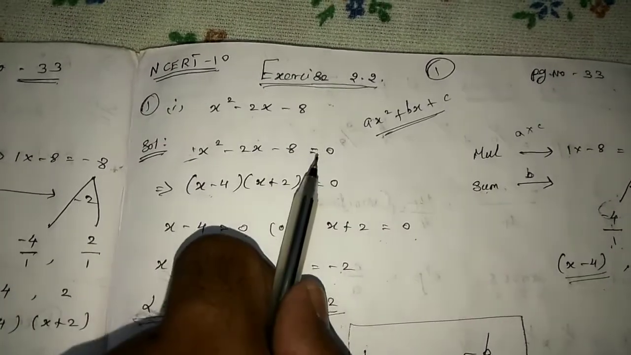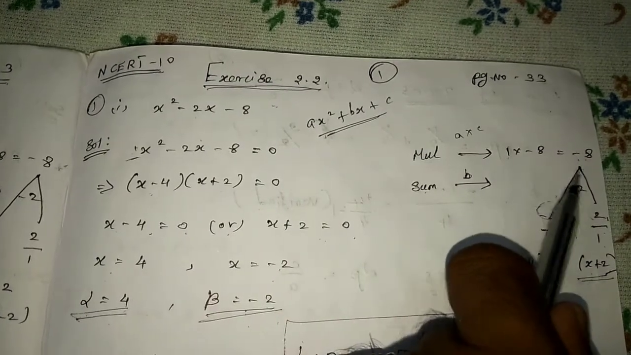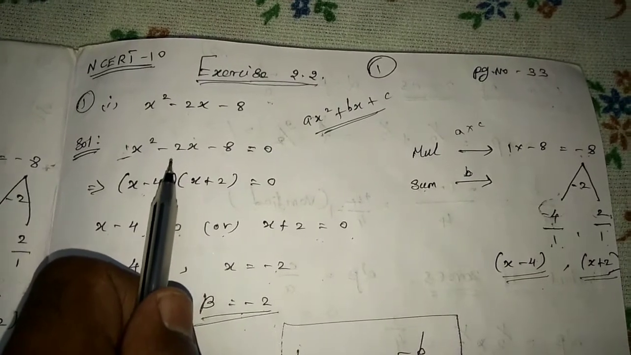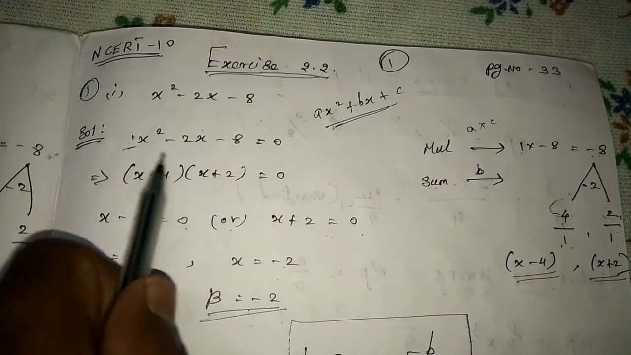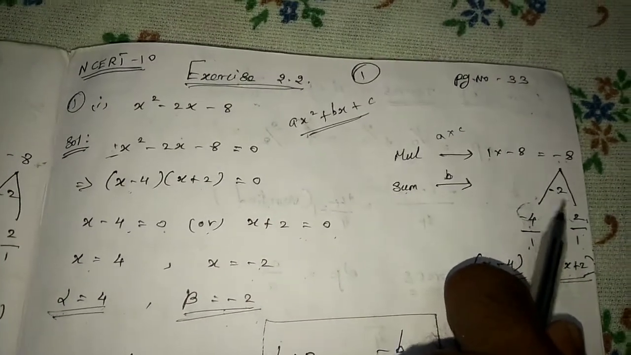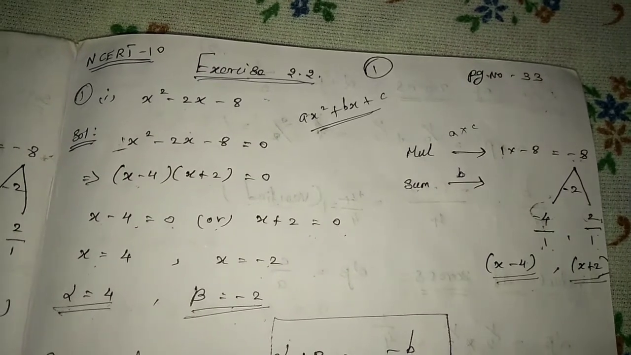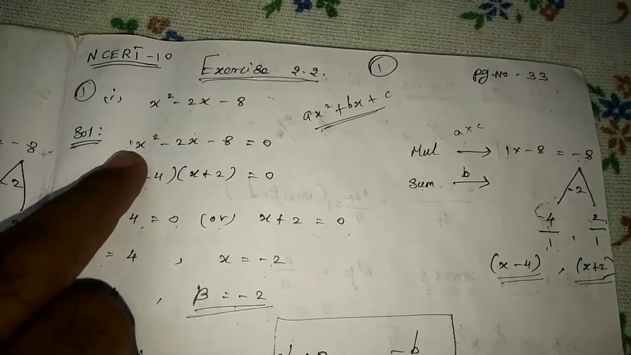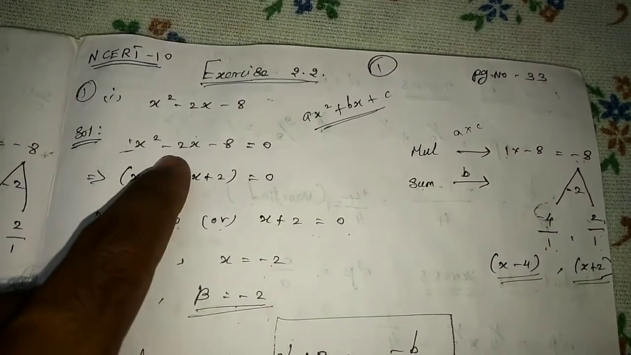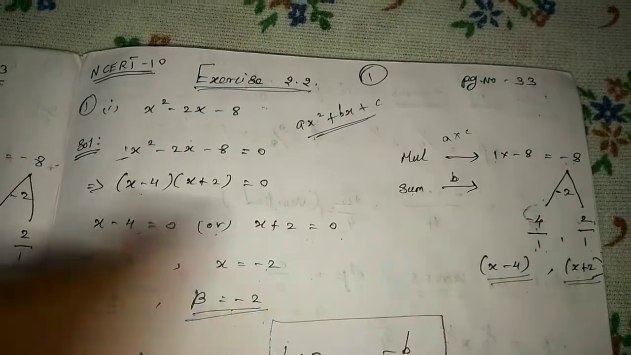Now a into c, that is 1 into minus 8, equal to minus 8. Next, the sum of the two numbers. The middle value b is equal to minus 2, right? Now we need two numbers, whose product is minus 8, the multiplication of a and c, and whose sum is the middle value b, that is minus 2.